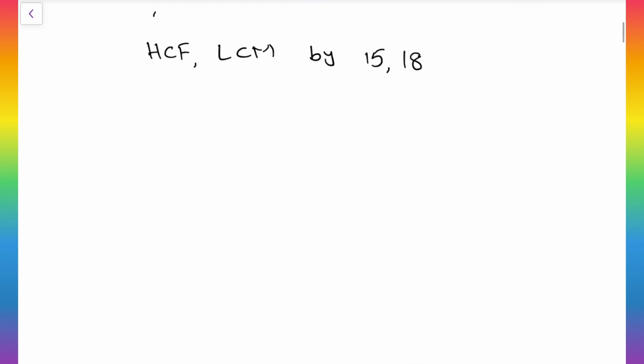Let us check one more now. What is the HCF as well as LCM of 15, 18 by the same process, prime factorization? Let us do 15 first of all. 15 is very simple, 3 fives are 15. So 15 is equal to 3 times 5.